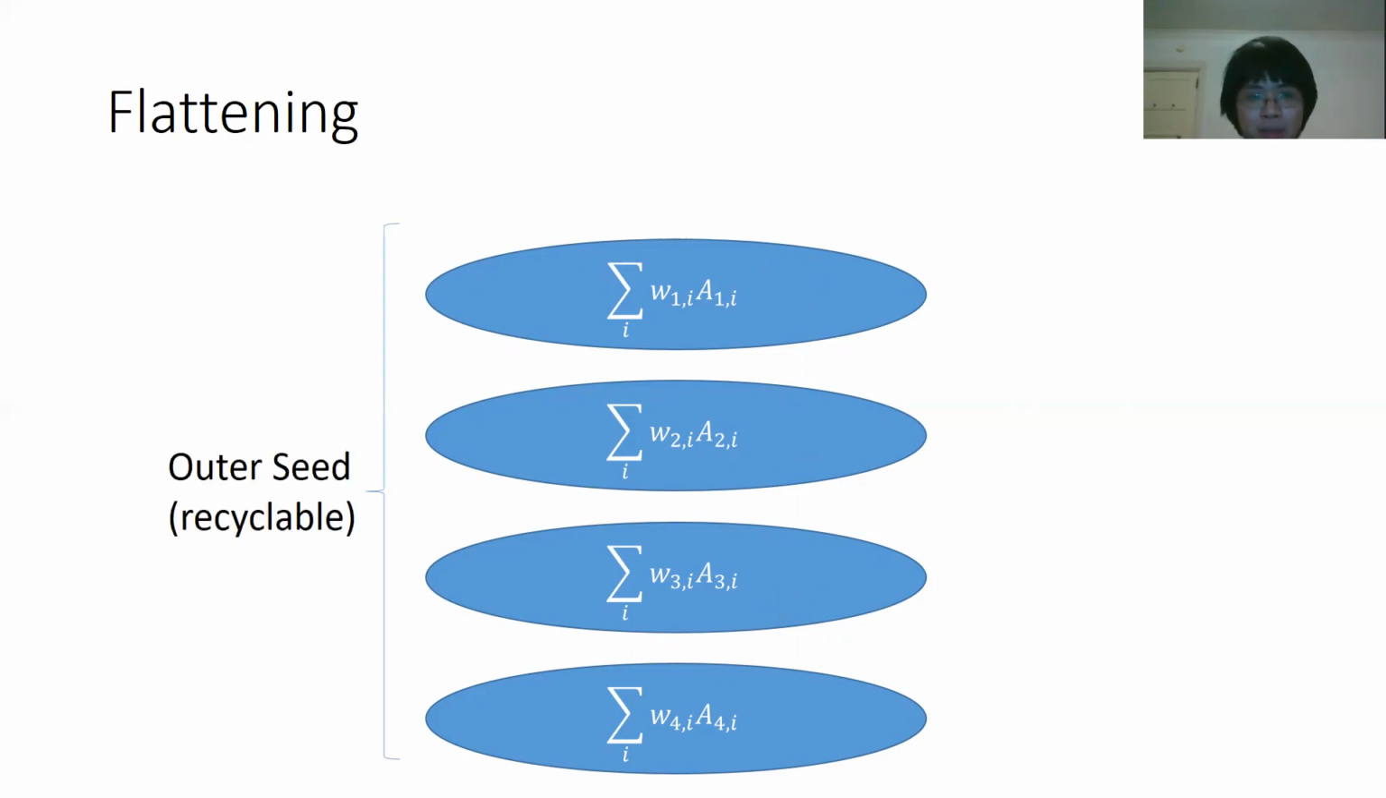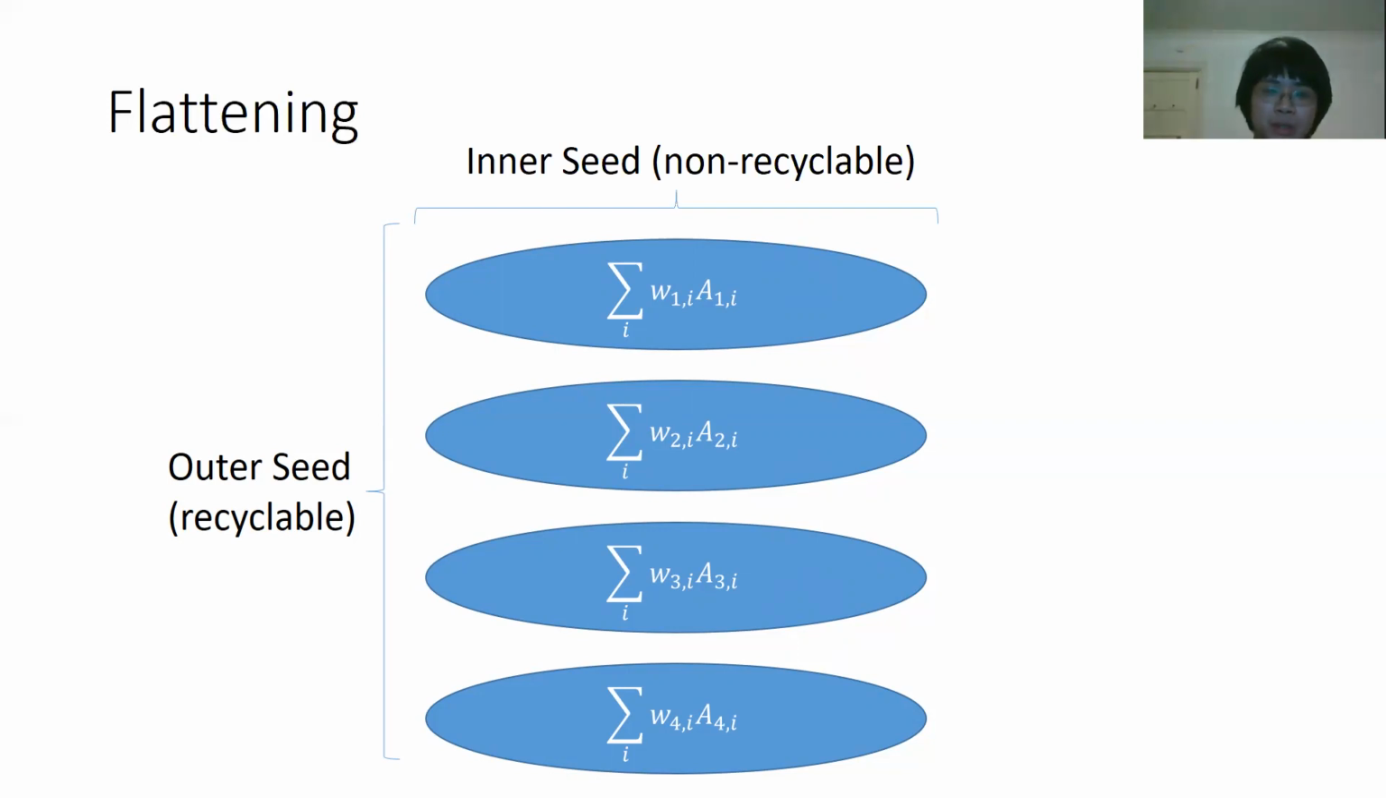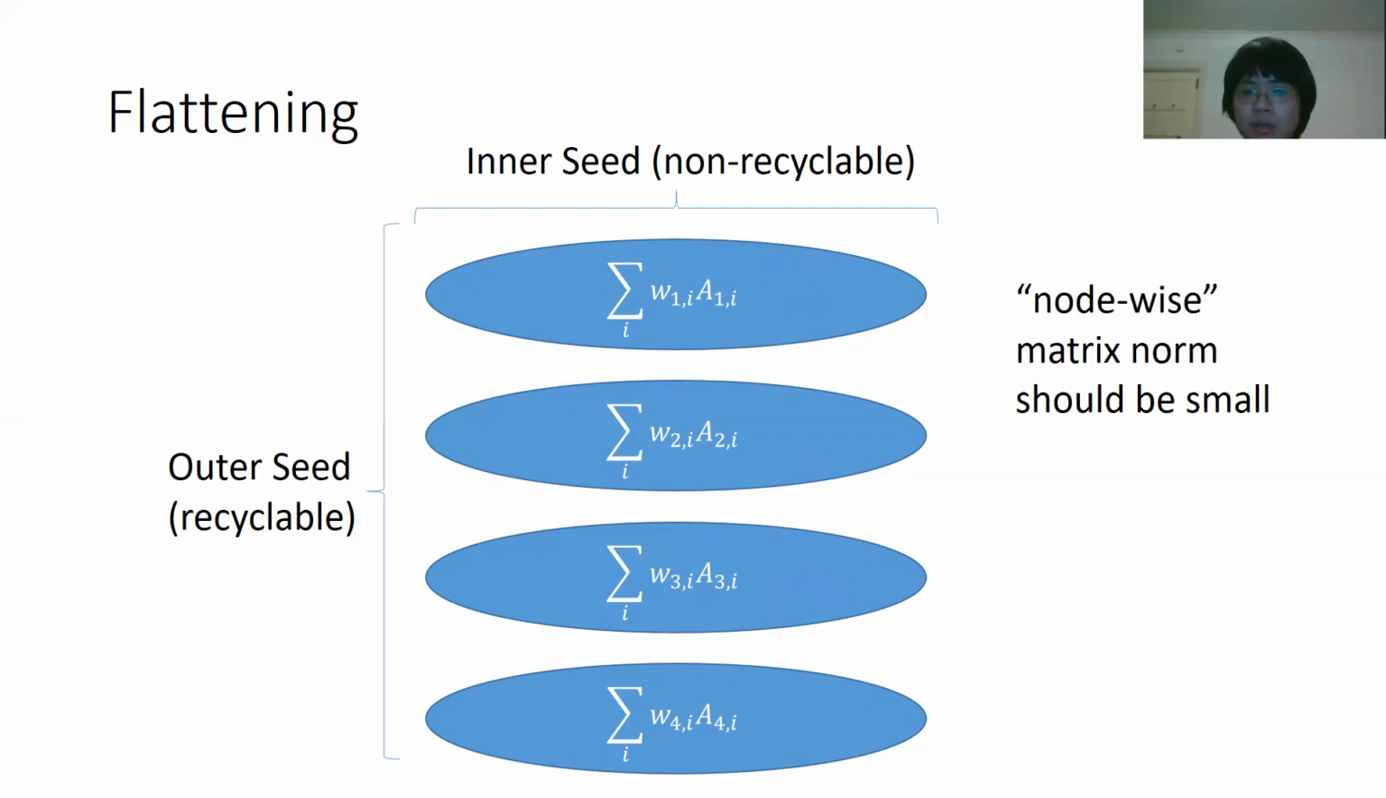In this form, the seed of this structure actually consists of two parts. The first part is the outer seed, which corresponds to the number of nodes, and this part is recyclable via a sampler. The second part is the inner seed, which is the seed required to implement the matrix inside each node, and this part is not recyclable. And we need this because we need the node-wise matrix norm to be small.